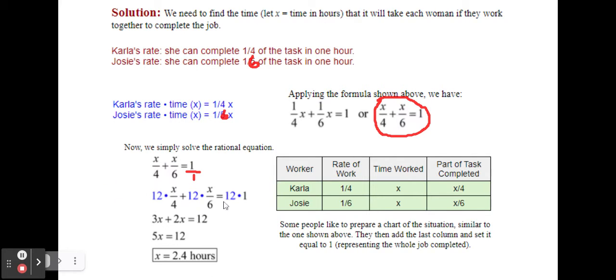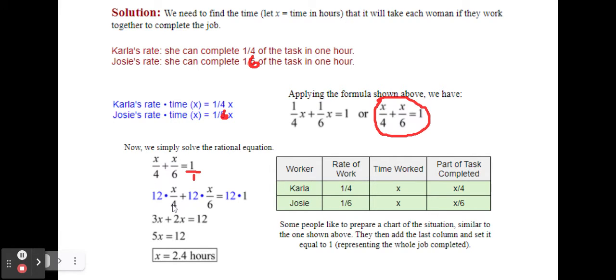So we can multiply everything by 12 like we did in class yesterday, and then we would basically have 12x over 4, 12x over 6, and 12. Dividing that all out, we get 3x plus 2x is equal to 12, and 5x would equal 12, meaning that 2.4 hours would be our answer.